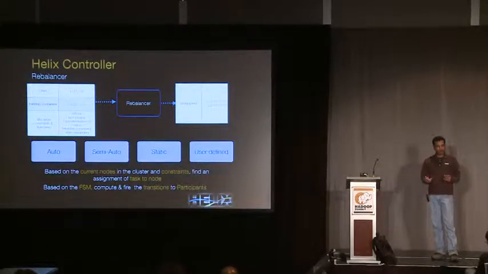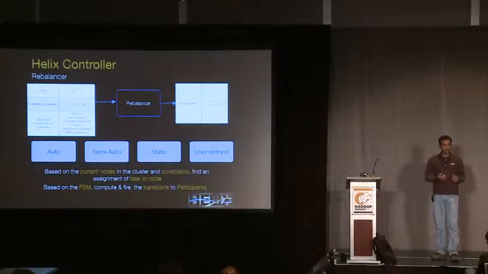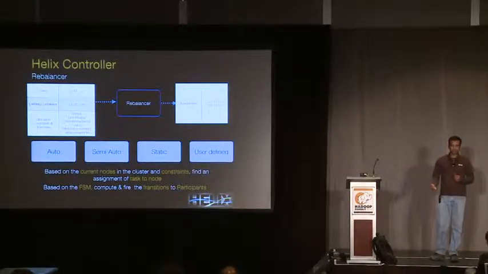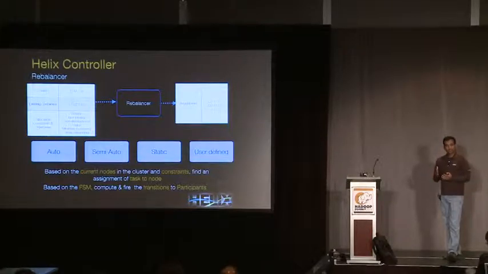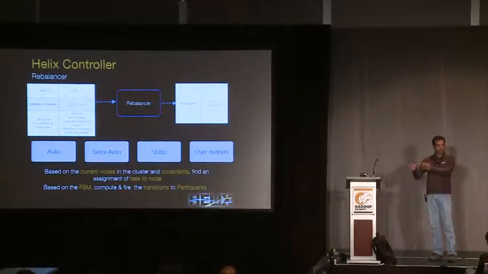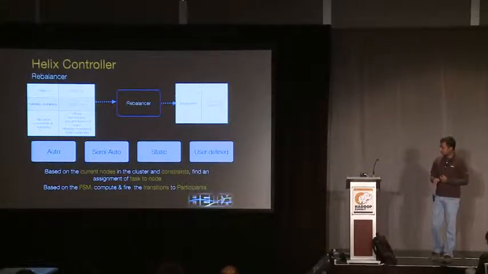The way we came up with these three is: auto means give complete control to Helix. So Helix figures out what is running where and what its state should be. So if you give a master-slave model, it completely controls which should be the master and where it should be running. So you give complete flexibility to Helix.